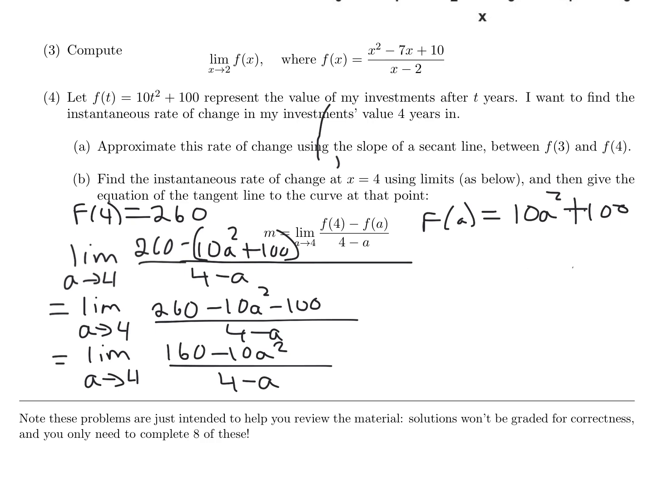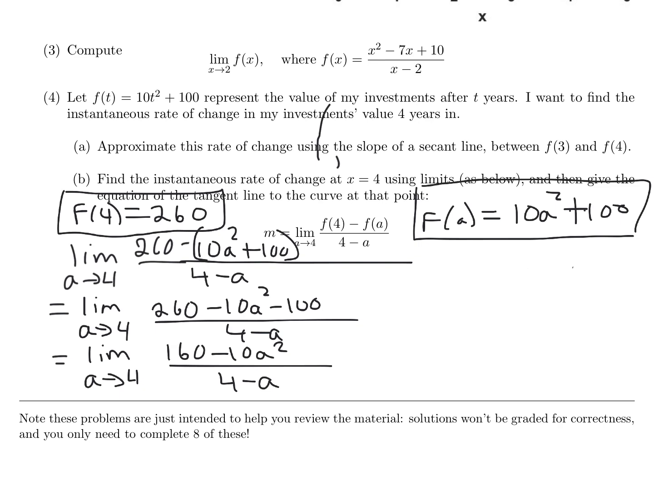I realize what they're asking us to do is to substitute in any value, which they've signified with a, and then they're going to let a approach 4 at the very end to see what the equation of the tangent line is for the instantaneous. And so over here, if I substitute a into the equation, that's what I get, 10a squared plus 100. And if I substitute 4 into the equation, this is what I get, 260. So I'm going to take 260 minus 10a squared plus 100.